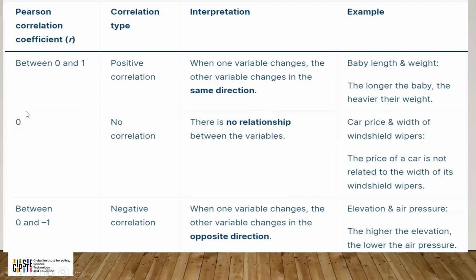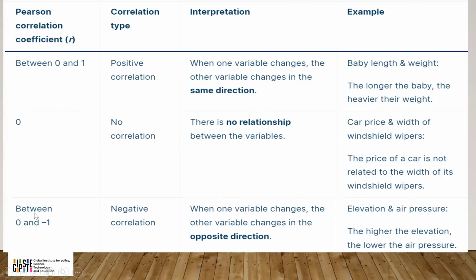Whenever you have a Pearson correlation coefficient equal to 0, it means that there is no correlation. If there is no correlation, there is no relationship between the variables. Take, for example, car price and width of windshield wipers. It has no correlation. So the price of a car is not related to the width of its windshield wipers.